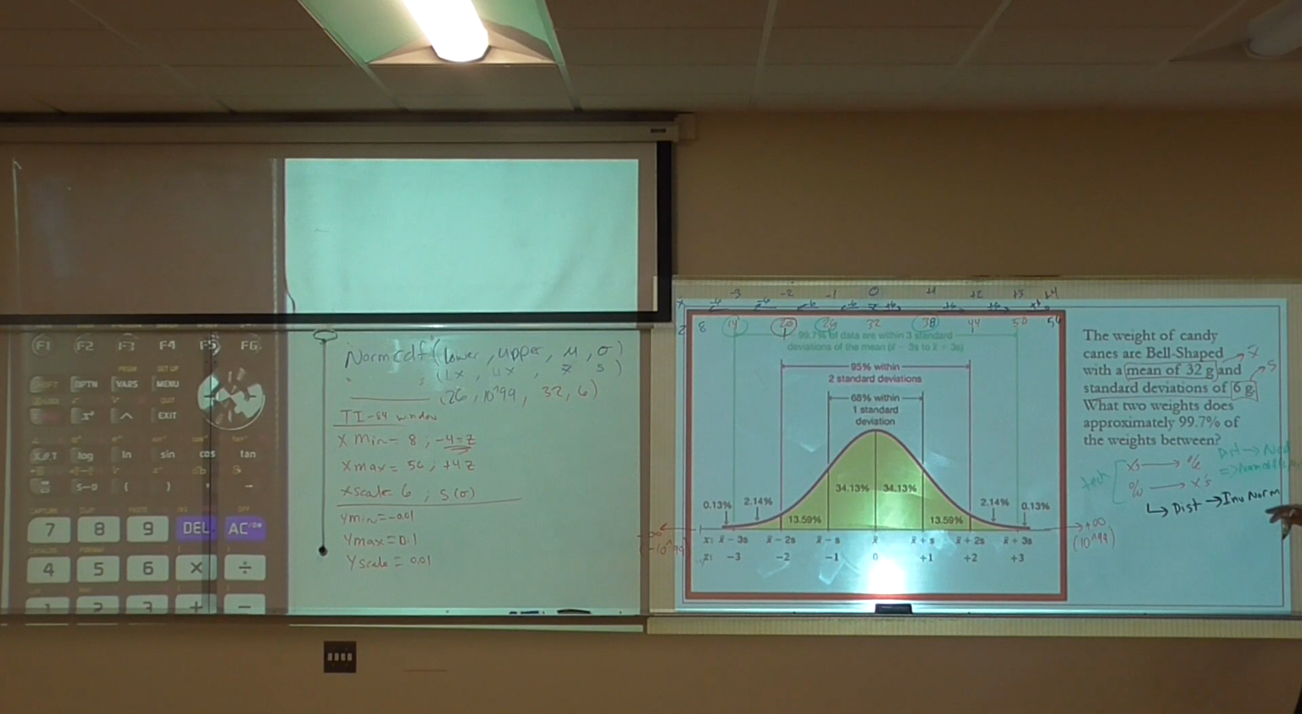This is going to do something different. First it's going to say inverse norm, and inside here the first thing they're going to ask for is the area. So I'll write area, which in our case we're looking at as the proportions.